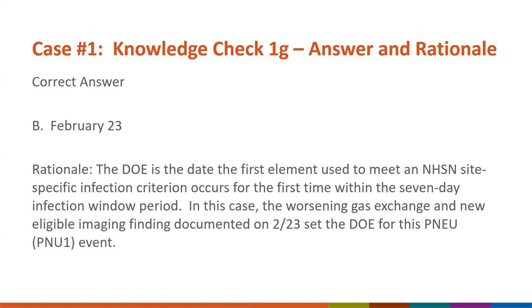The date of event is set by the first element used to meet an NHSN site-specific definition. In this case, we're meeting a new 1 definition, and it's when this occurs for the first time in the 7-day infection window period. In this case, Mr. Brown's worsening gas exchange, the respiratory distress with transition to a non-rebreather mask, does occur on February 23rd, and this will set our date of event.